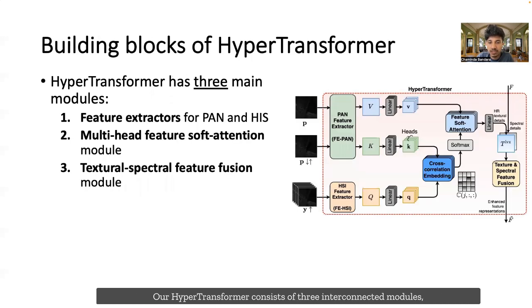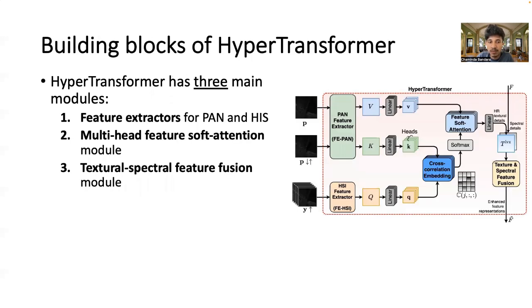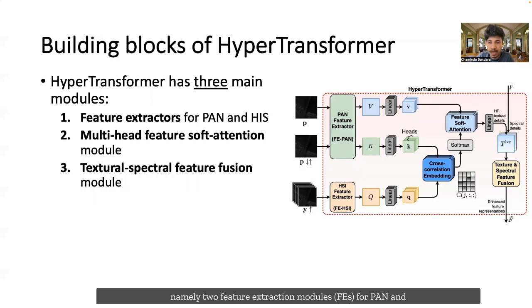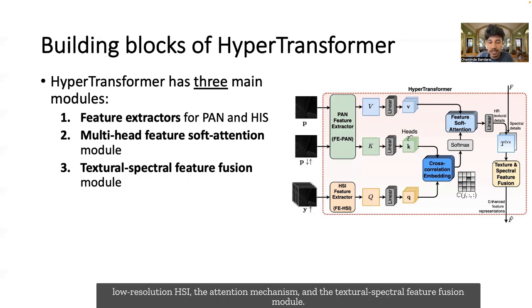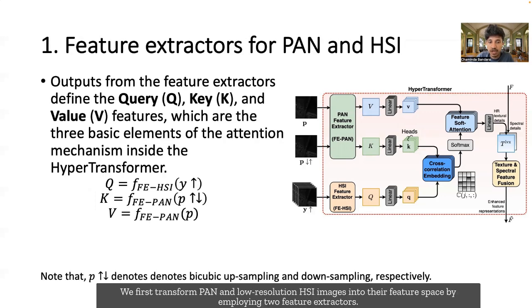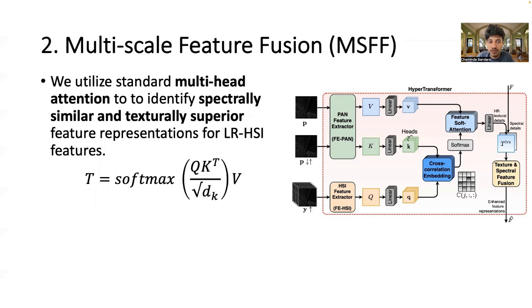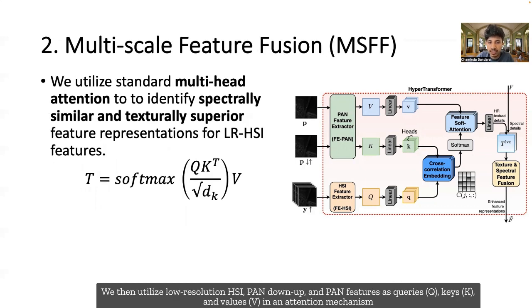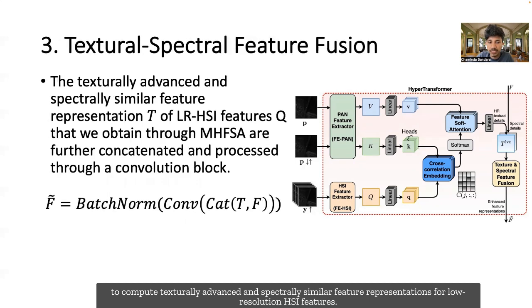Our HyperTransformer consists of three interconnected modules, namely two feature extraction modules for pan and low-resolution HSI, the attention mechanism, and the textural spectral feature fusion module. We first transform pan and low-resolution HSI images into their feature space by employing two feature extractors. We then utilize low-resolution HSI, pan down-up, and pan features as queries, keys, and values in an attention mechanism to compute texturally advanced and spectrally similar feature representations for low-resolution HSI features.